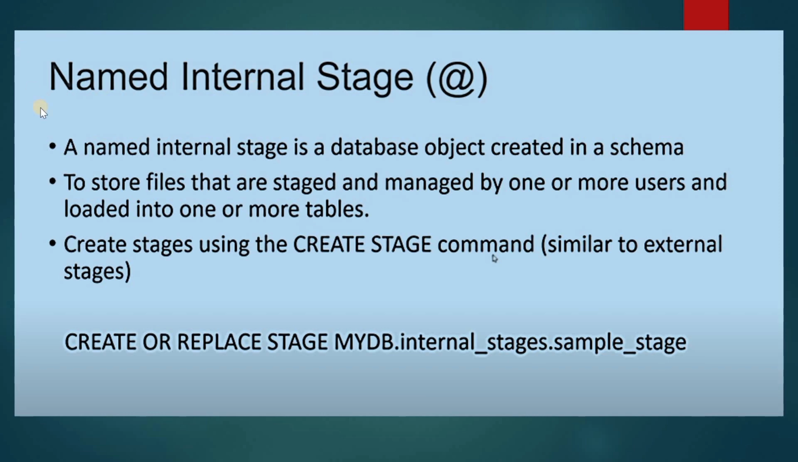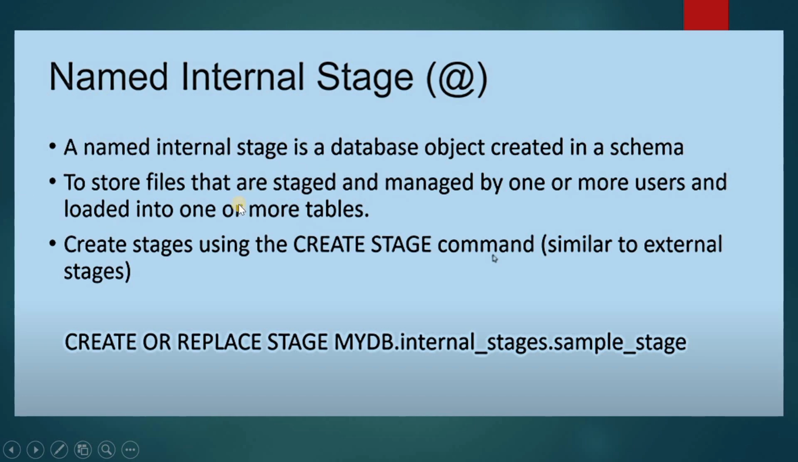Okay, so a named internal stage is a database object created in a schema. This is a database object which we create in a schema, as a table stage is not a database object. So we create a named internal stage in the schema. And it is used to store data files that are staged and managed by one or more users and loaded into one or more tables.